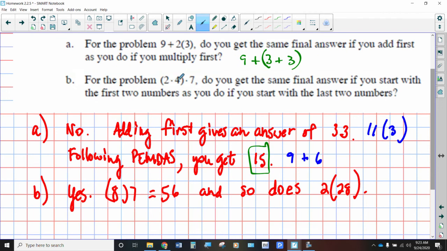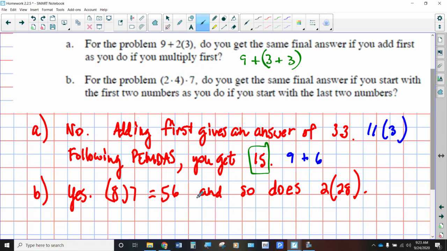For this problem, 2 times 4 times 7, you get the same answer if you started with the first two numbers as if you started with the last two numbers. In this case, it's just fine because all you're doing is multiplying. So the associative property of multiplication says it doesn't matter how you group these. There's no reason to give multiplication priority over multiplication because they're all equal. Whereas here, multiplication had the priority over addition, so you had to do that first. Here, it doesn't matter which part you do first. So 2 times 4 is 8, and 8 times 7 is 56.